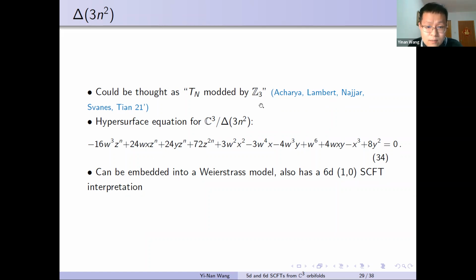So in this case, this C3 mod delta 3n squared has a pretty nice hypersurface equation form like this in 4 variables x, y, z, and w. And as you can see, in the coordinates x and y, this actually takes a Tate form, which means that this singularity can be embedded into a Weierstrass model, and we can also study the 6D SCFT interpretation as well. So let's take a few detailed examples.